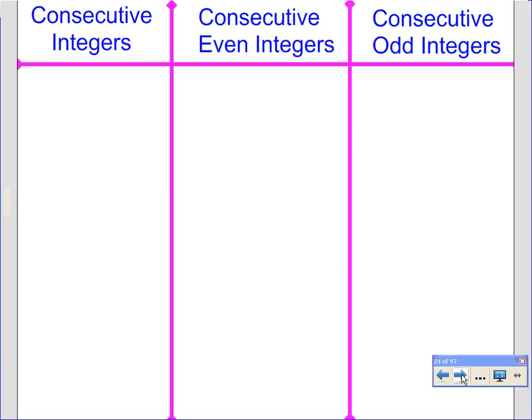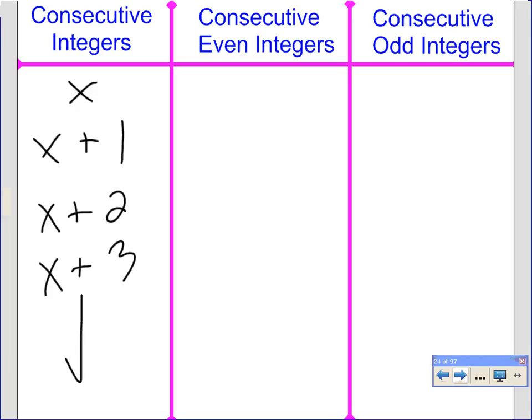On the same paper that you have, if you need to, it's your call, I want to write these down one more time. So can someone tell us, how do we represent regular consecutive integers? Katron. And? Good job. And then we could keep going if we had to. So x, x plus 1, x plus 2, x plus 3. We can keep going if we had to.